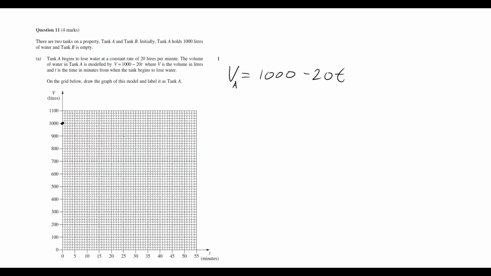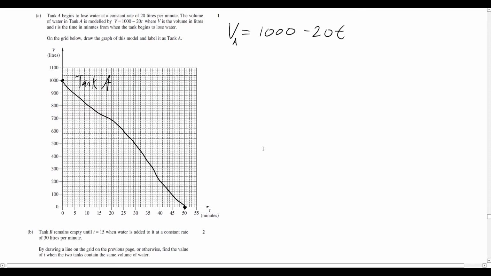Now, how long would it take to drain to be empty if it's decreasing by 20 litres per minute? So what we need to do is just solve for when V equals 0, and we find that T should equal 50. So all we have to do now is connect these 2 points, and that will be our line of V equals 1,000 minus 20T. And there we go. So in reality, make sure you use a ruler when doing a question like this, but that should be fine like this for now. So we'll quickly label that tank A. Okay, there we are. So that's part A done.